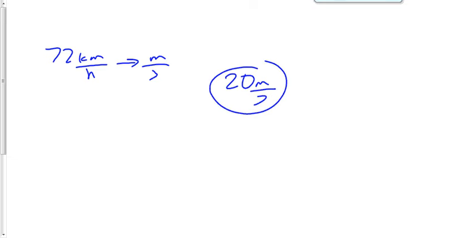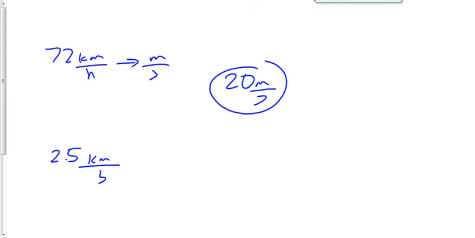Try this one. We've got some kind of comet or some kind of thing out in space going at 2.5 kilometers per second. That's fast. Okay, for a car or a person, that's not reasonable. But for something in space, maybe it is. I want to convert that to meters per second. How would I do that?